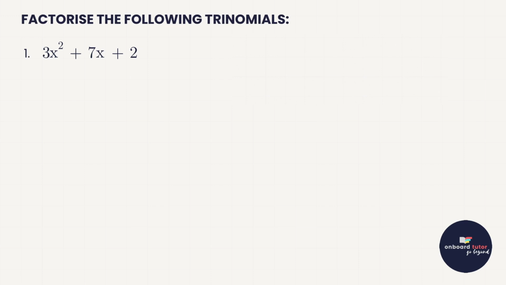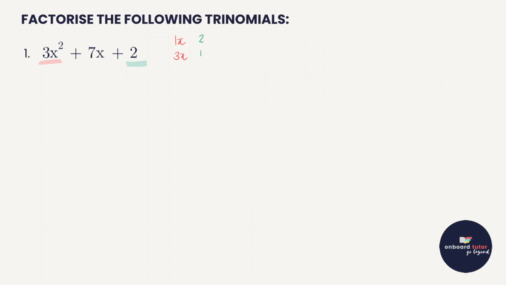Okay, so what we do is we look at our first term, 3x squared, and we break it up into factors like we would have in the past. So our first term there can be written as 1x multiplied by 3x. Okay, the next thing we do is we look at the last term and we write down that term's factors. So that's going to be 2 and 1.